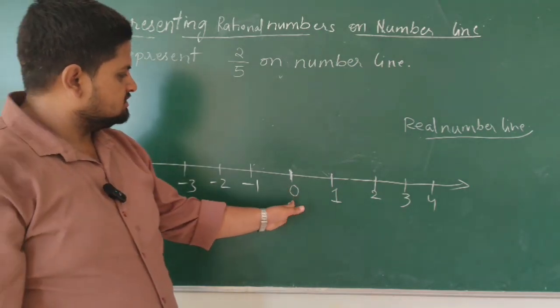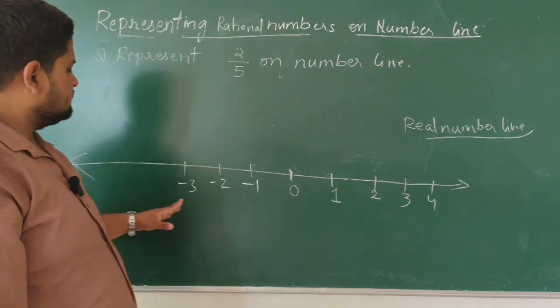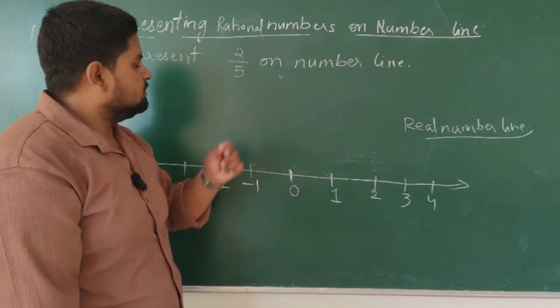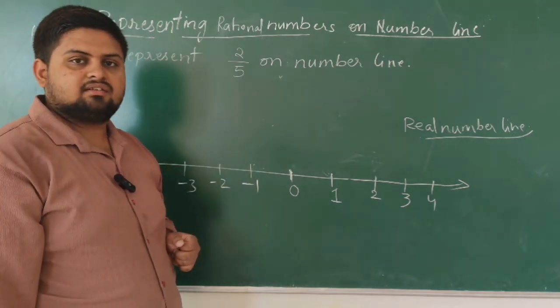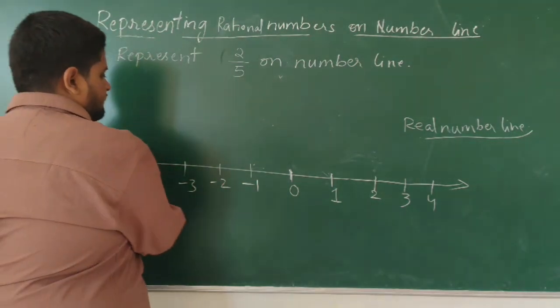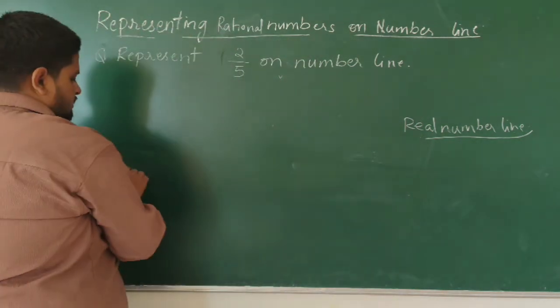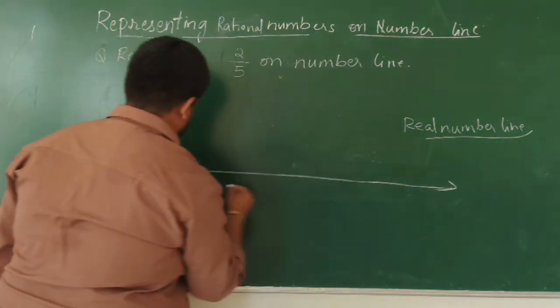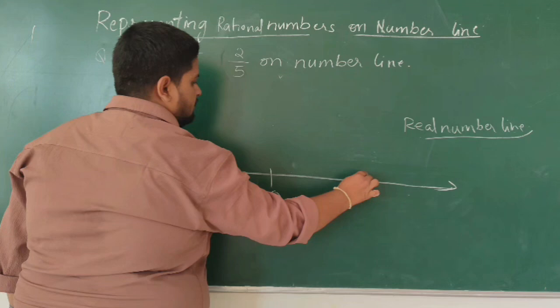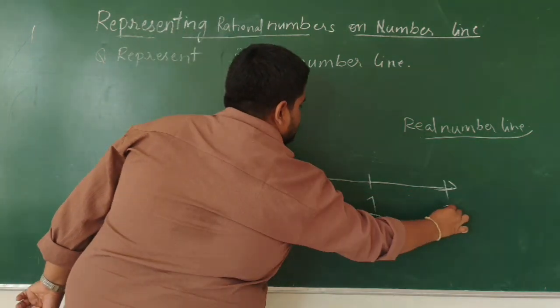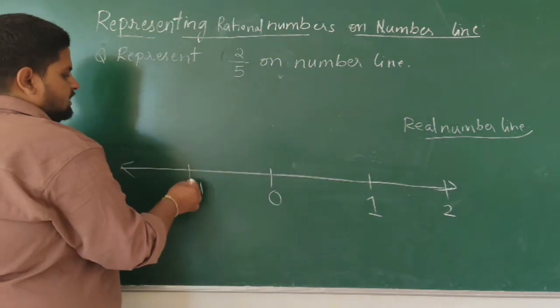Here we have numbers such as 0, 1, 2, 3, 4 and -1, -2, -3. But where is 2 by 5? How can I find this? Now if I want to represent 2 by 5, I'll draw the number line quite bigger. Let me take 0 over here, 1 over here and 2 over here, -1 over here and so on.